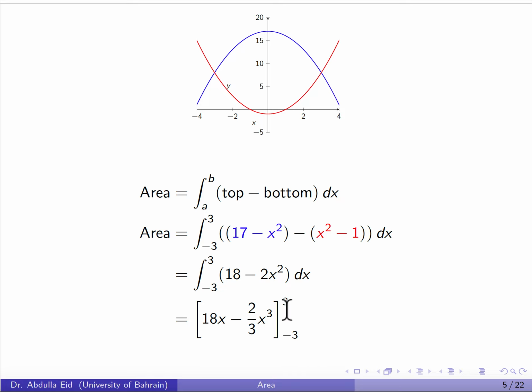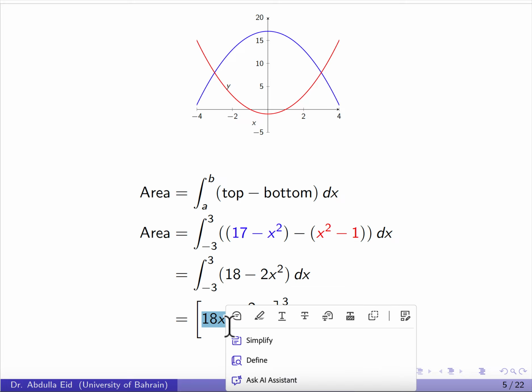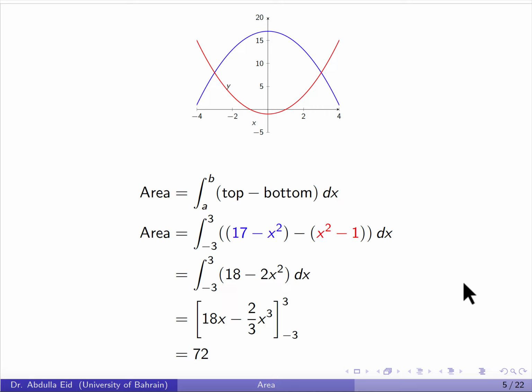The last step, we substitute 3 instead of each x here, and then we substitute -3 instead of each x here, and we subtract them. The final answer is 72, and that's the area for this question.